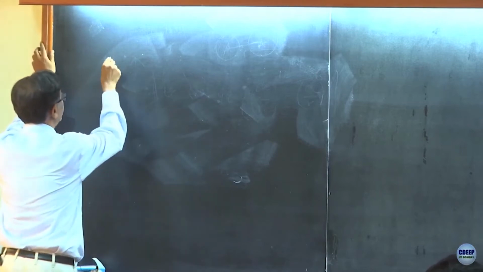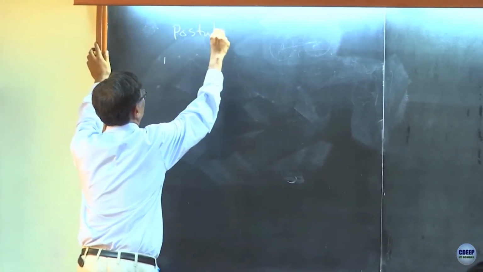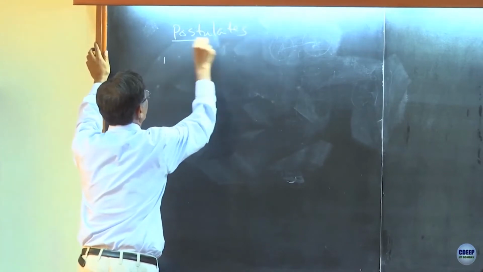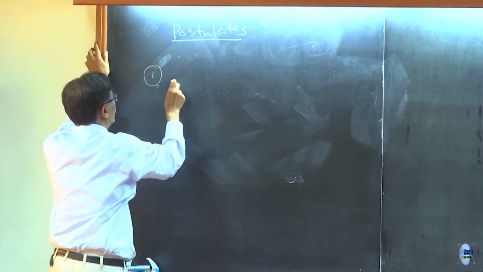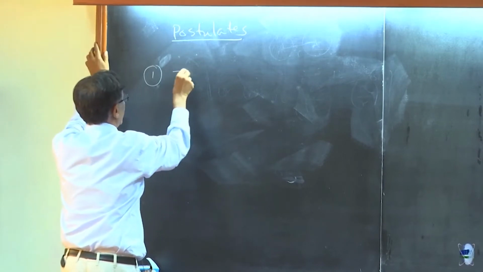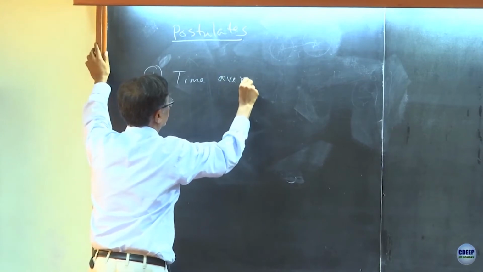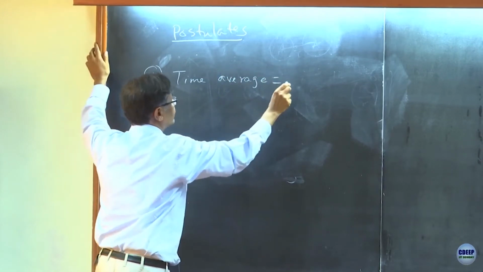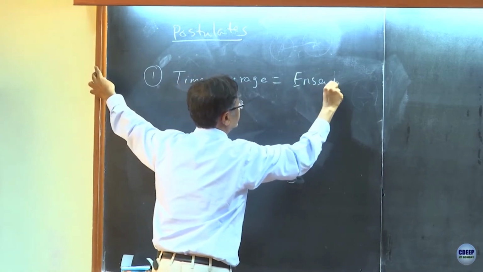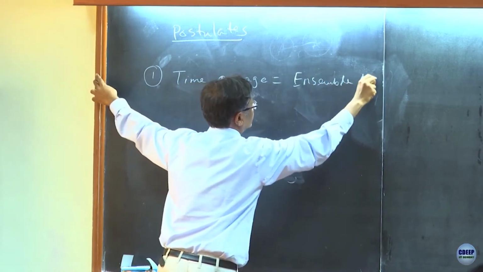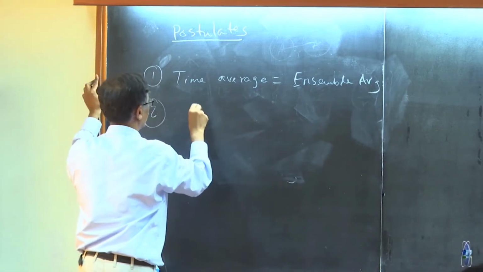So the first postulate, I did these last time, but this is so important, no harm done doing it once more. The first postulate is called time average equal to ensemble average. And the second postulate is called equal a priori probability.